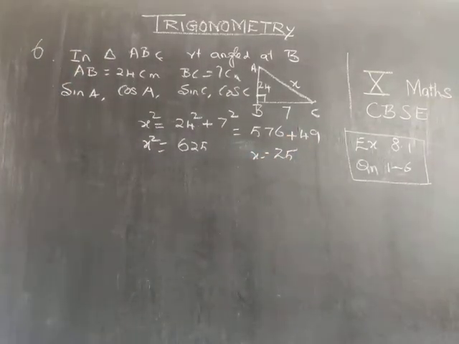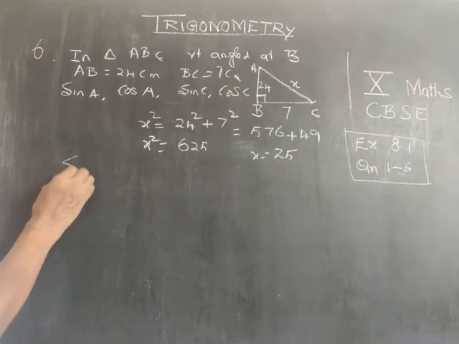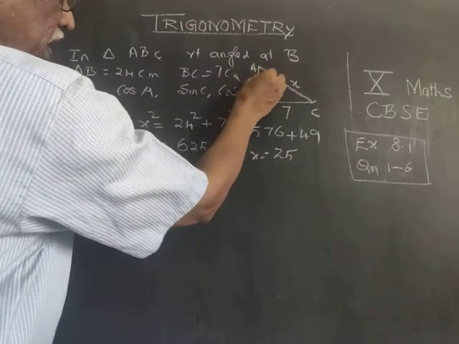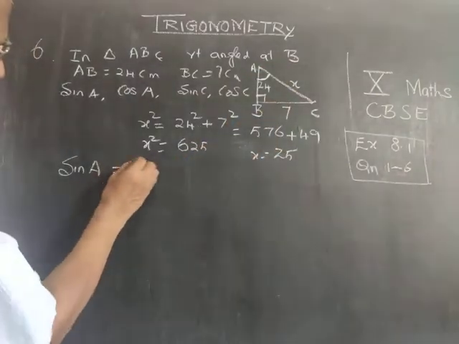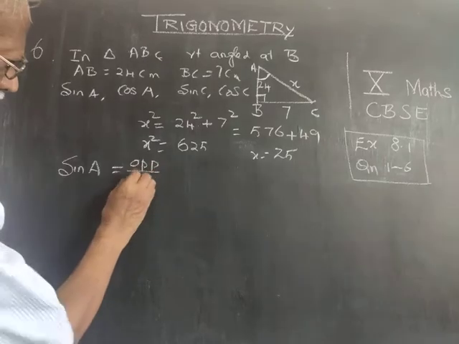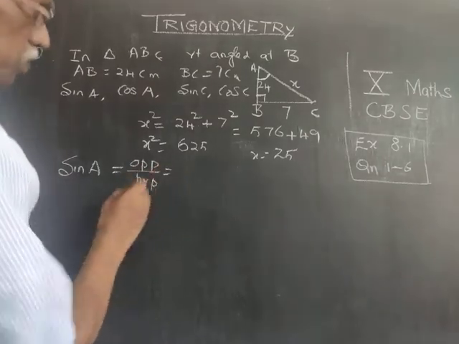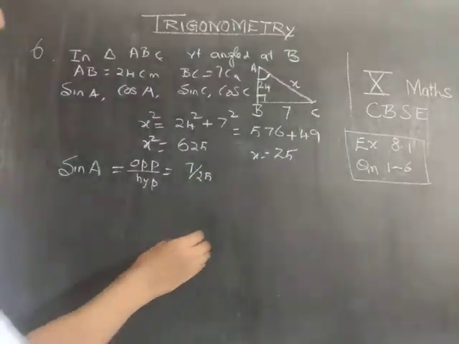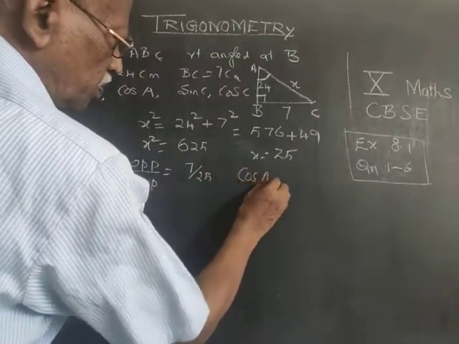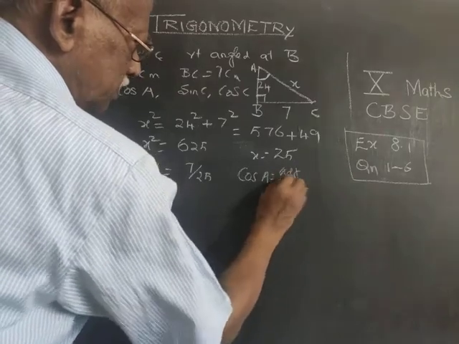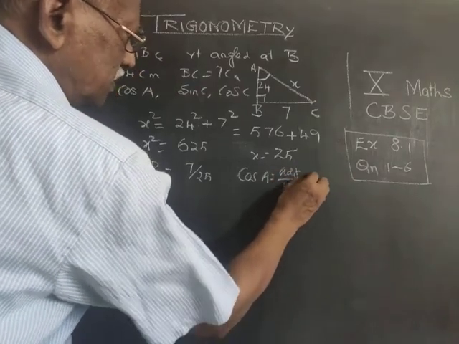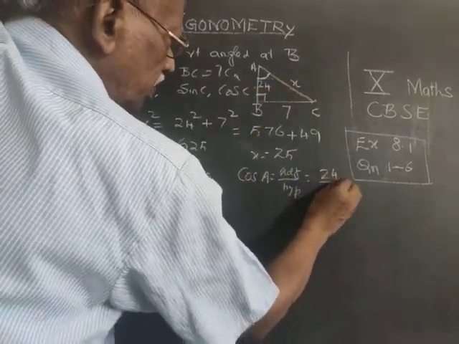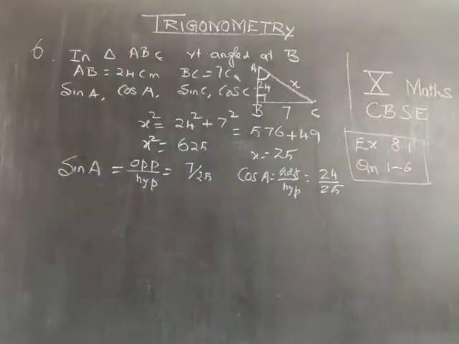Now you know all the 3 sides. You can go for sin A. A is here. So according to this sin A, opposite side is 7. You write always the formula opposite by hypotenuse and then substitute. That is 7 by 25. What is cos A then? Cos A is adjacent side by hypotenuse. Adjacent side to A is 24. So 24 divided by 25. And sin C.